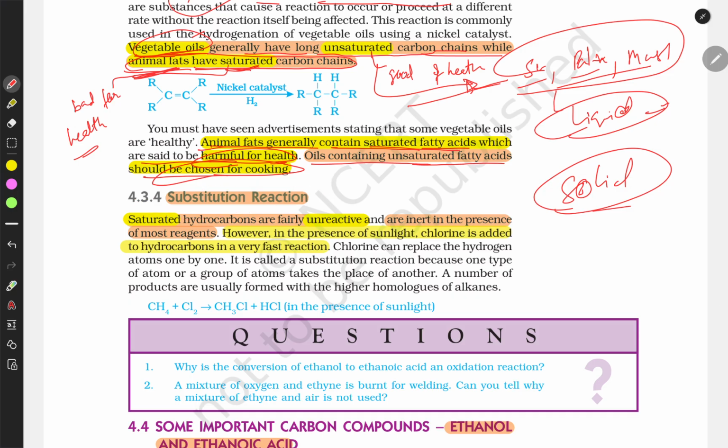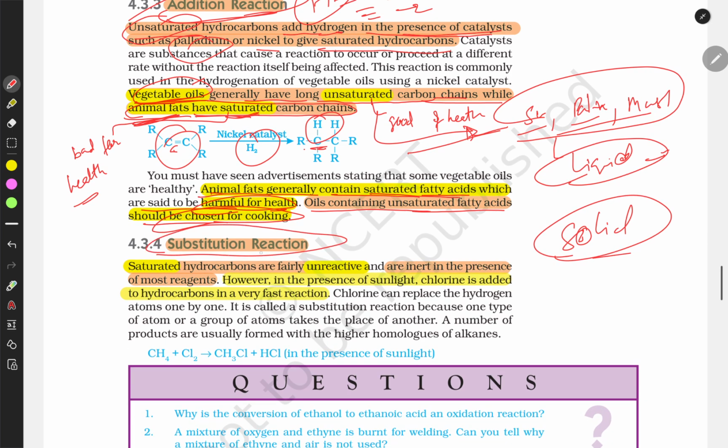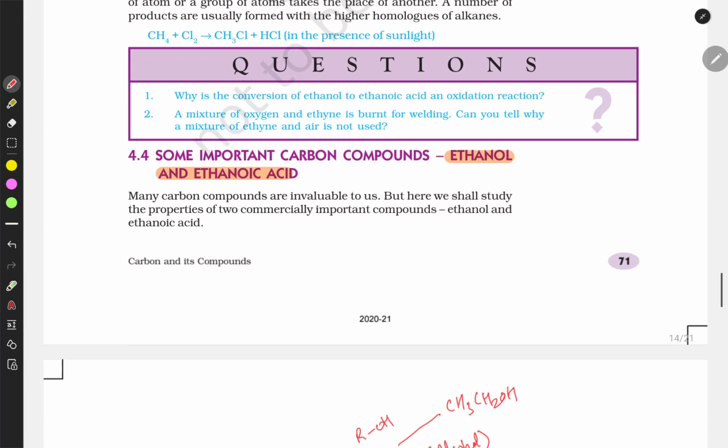Substitution reaction. So there is the addition reaction. What are they adding? They are adding hydrogen. Here the hydrogen is being added, like an alkene which was lacking hydrogen, they are introducing hydrogen in it, so it converts from a double bond to a single bond. Opposite things will happen in the substitution reaction. What will happen? The hydrogen will be removed. So what will happen ultimately?